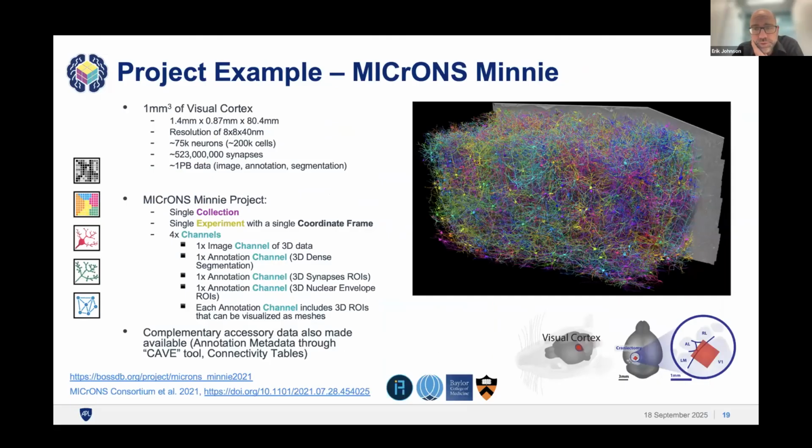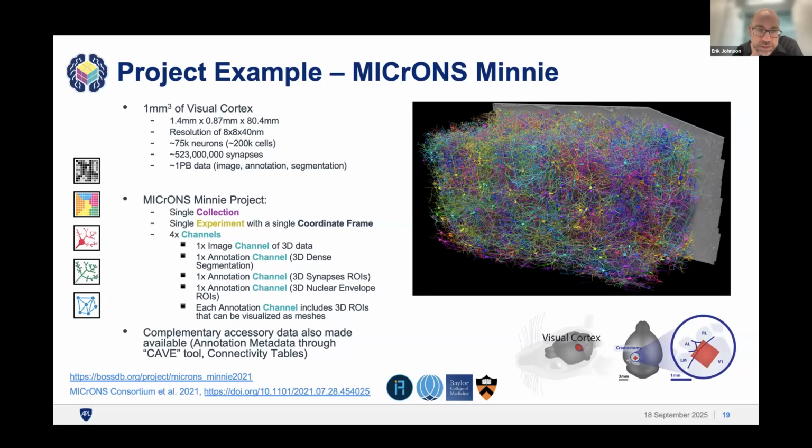So one that some folks may have been aware of from a recent Nature publication package that came out a few months ago is the Microns project. This is a full cubic millimeter volume of mouse visual cortex with a resolution of 8 by 8 by 40 nanometers, containing about 75,000 neurons and a whole bunch of synapses, about 1 petabyte of data in total.